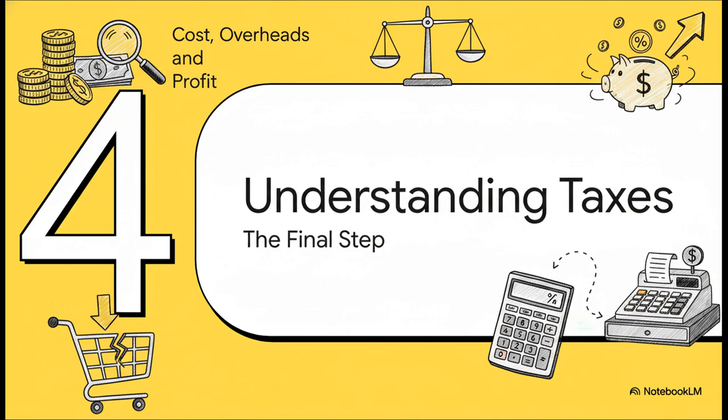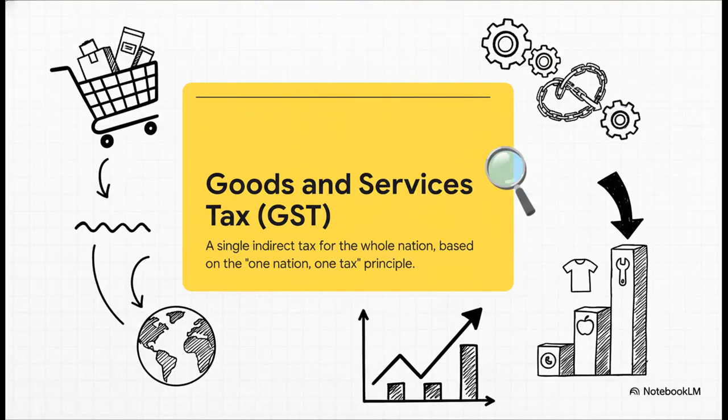So we've got costs, overheads, profit, and discounts. We are almost there. There's just one more thing that gets tacked on at the very, very end of the transaction. Yep, taxes. Now, you might know this as a value-added tax, or VAT. But let's look at the goods and services tax, or GST. The whole point of it was to simplify a whole mess of older, confusing taxes into one single, unified system that's added to pretty much everything you buy.